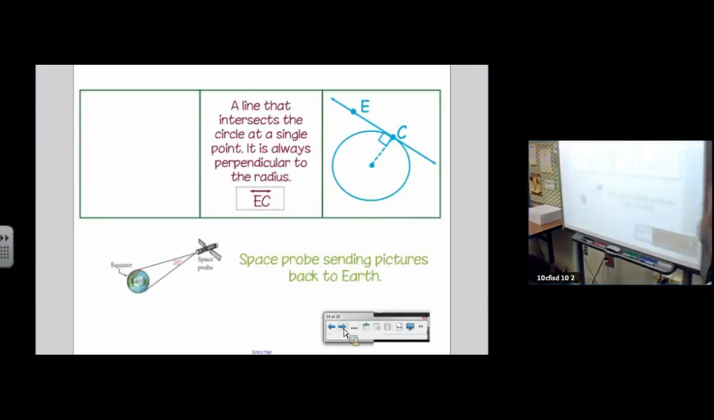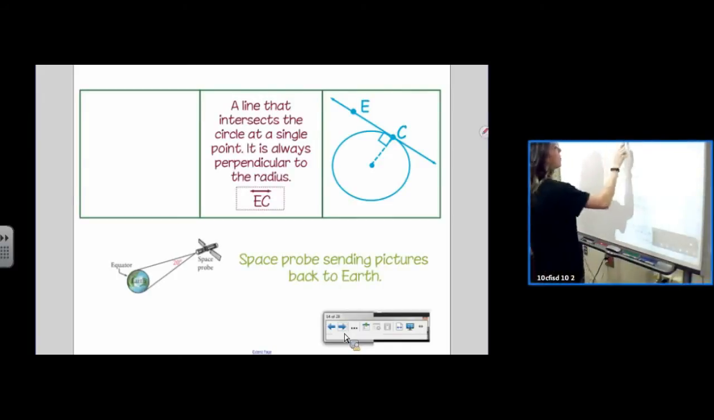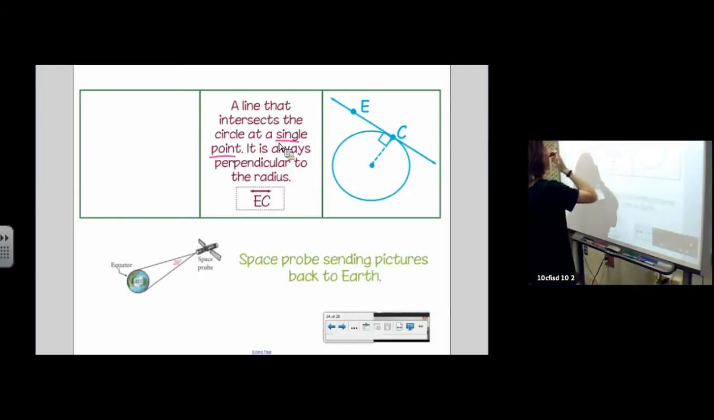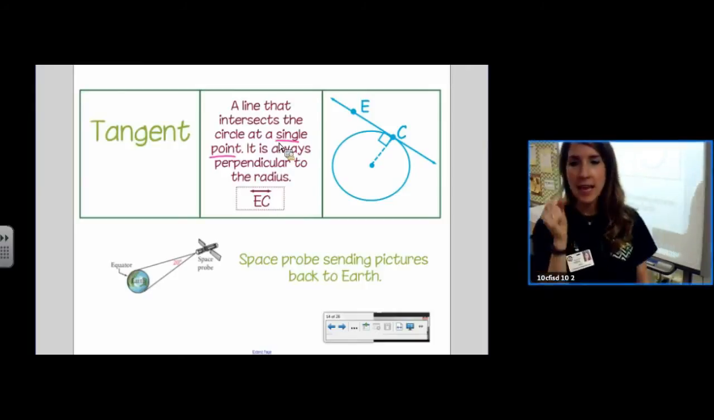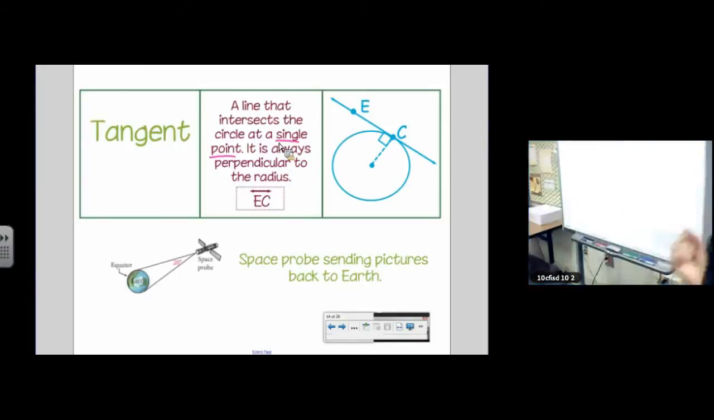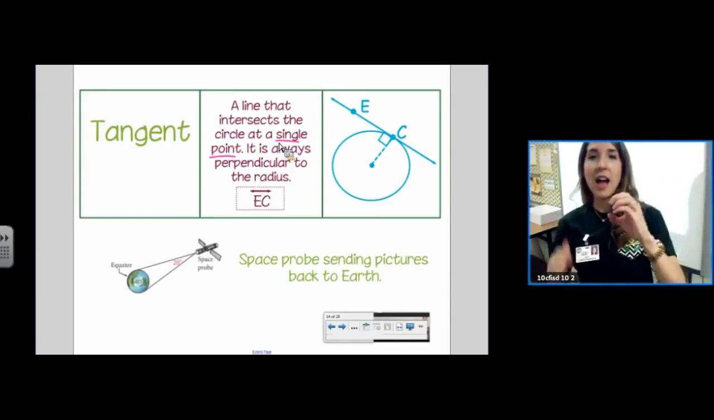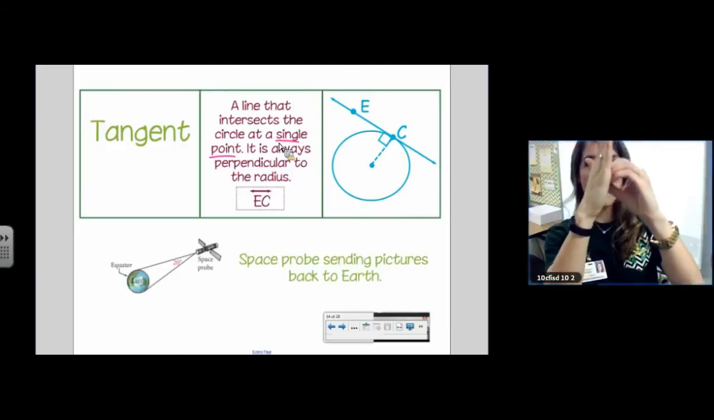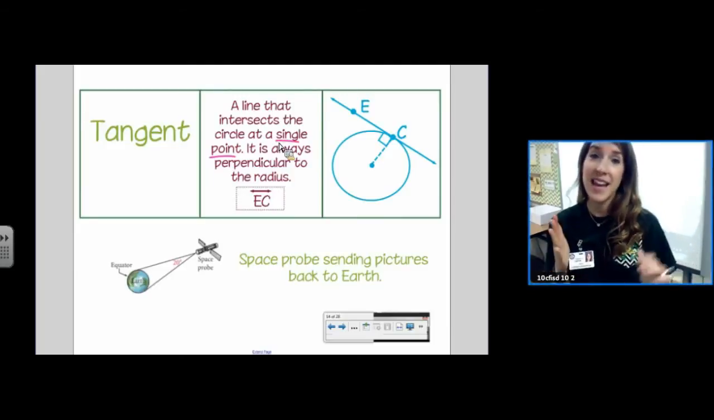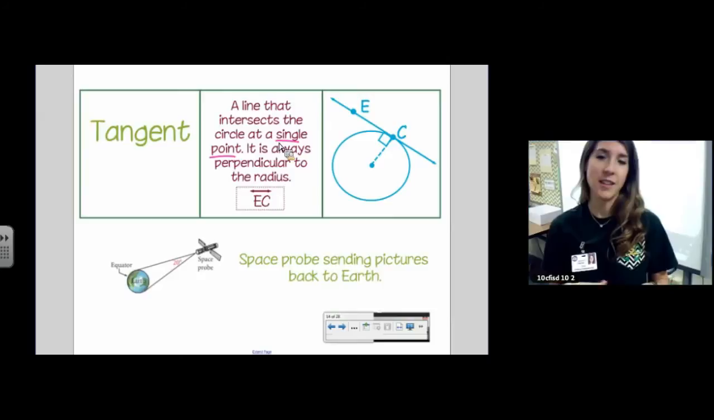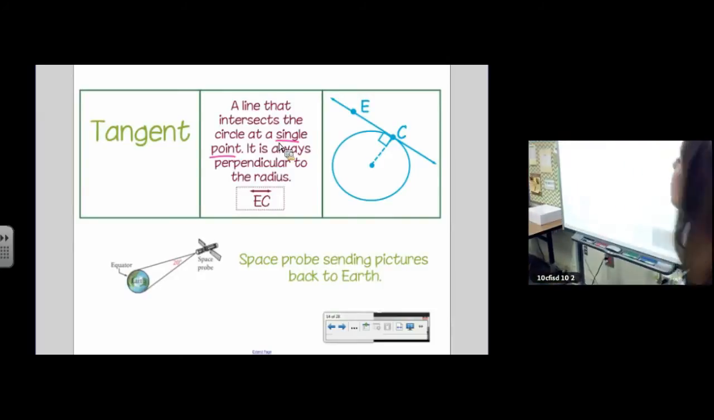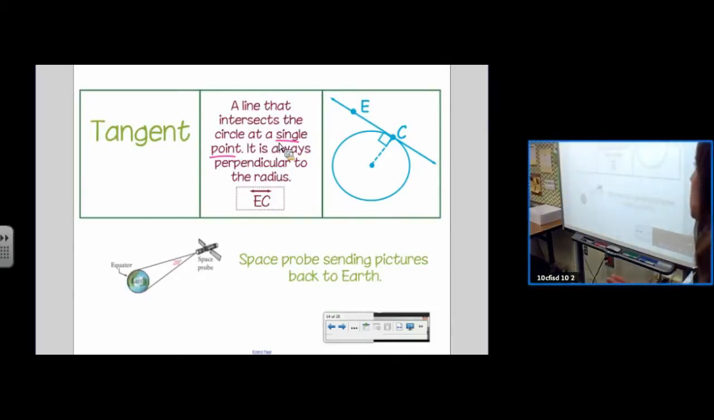Next one. A line that intersects the circle at a single point. This is so important. A line that intersects the circle at a single point. And that line is called the tangent line. The tangent line. So just like a line can intersect a circle at just one point, so can a plane intersect a cylinder at just one line. It's kind of the same thing. Tangent line.